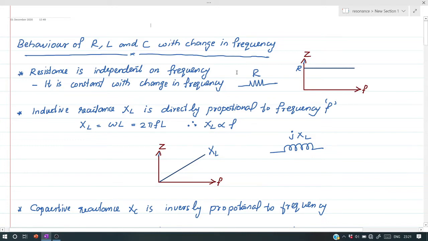The resistance is represented in this way. As seen in this diagram, as frequency increases, the resistance value is constant. It is not changing. Next one is inductance.